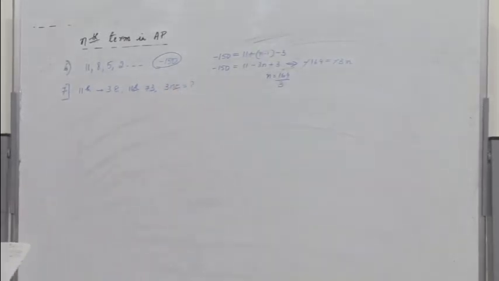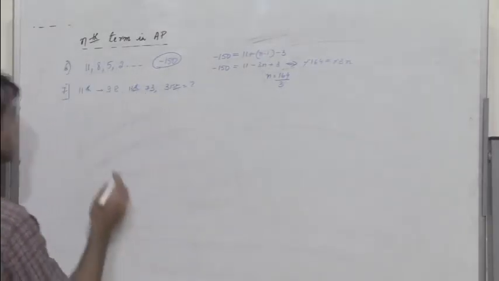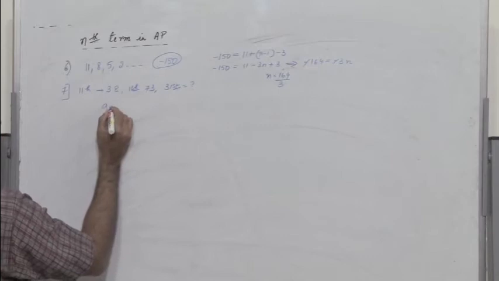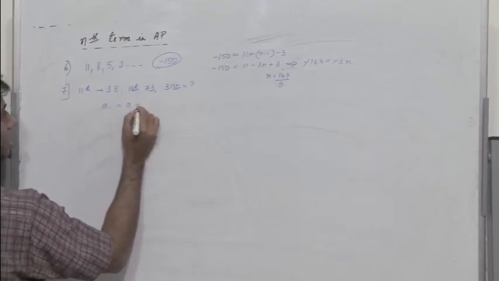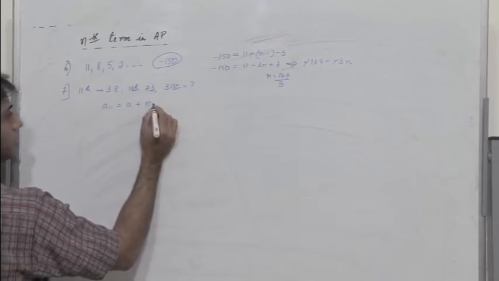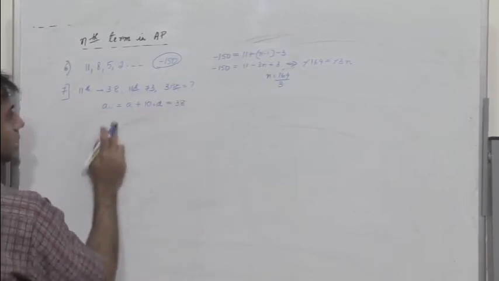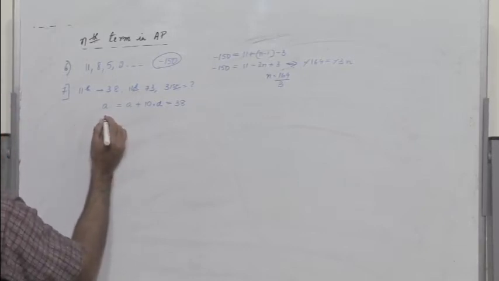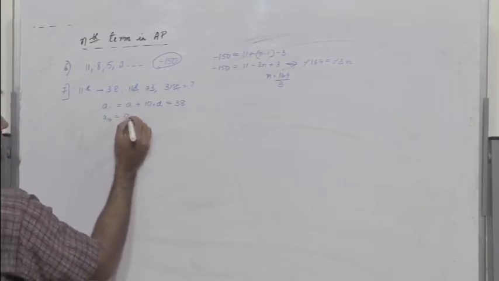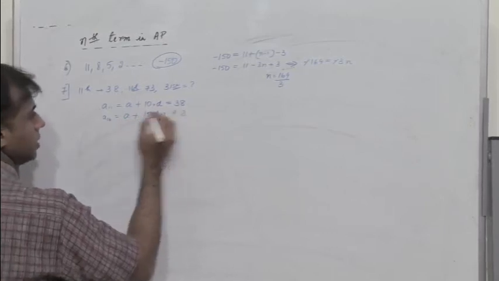So we need to find the 31st term. So we have A11, which is A plus n minus 1, 11 minus 1 is 10, into D. So A11 is nothing but 38. And we have the 16th term, which is A plus n minus 1, which is 15D, which is nothing but 73.